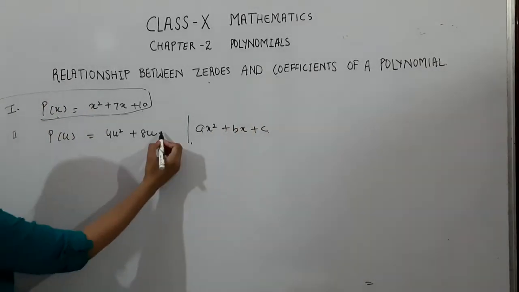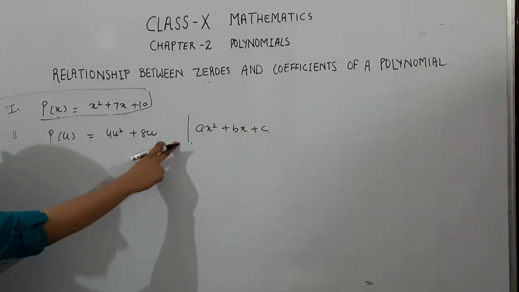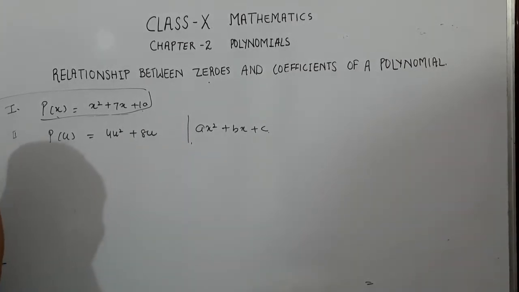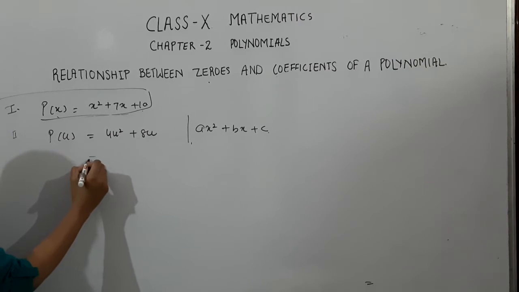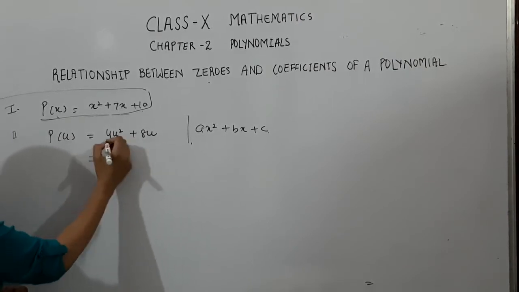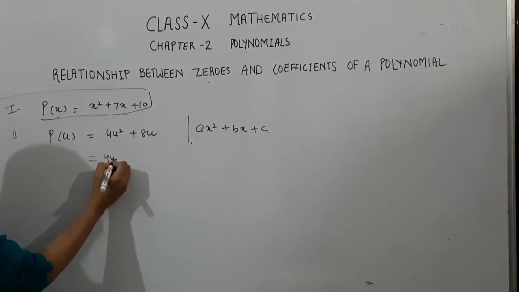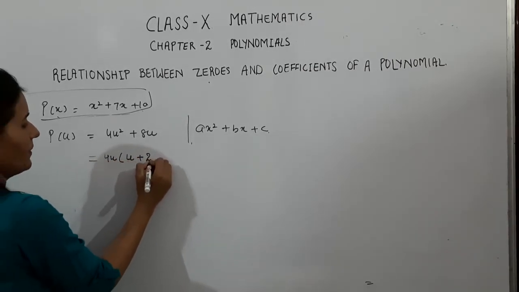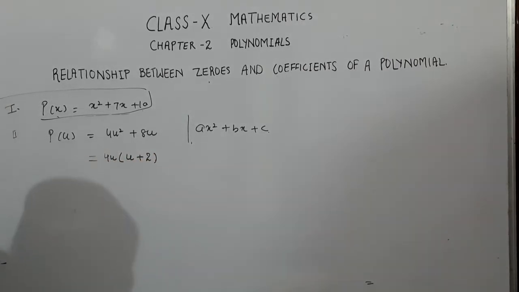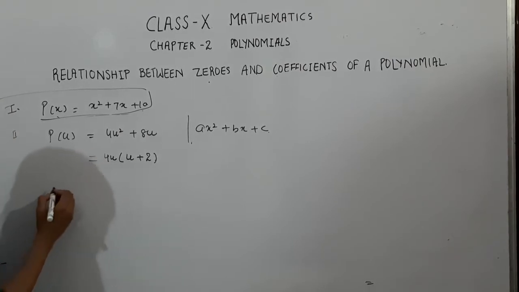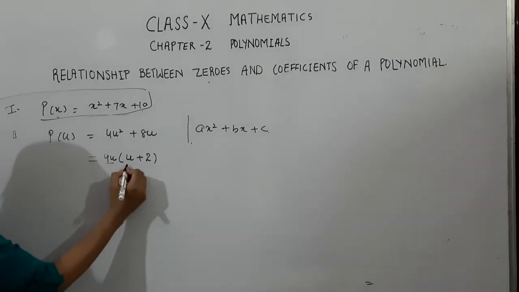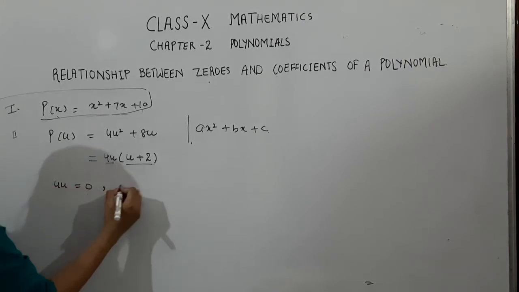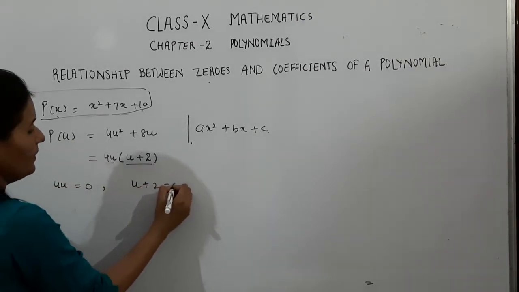What can we say? Here the constant term, the last term, is missing. So in this case, what you need to do is take common from these two. 4u is common. What are we left with? u plus 2. So how to find the zeros? Put the two factors separately equal to 0: 4u equals 0 and u plus 2 equals 0.